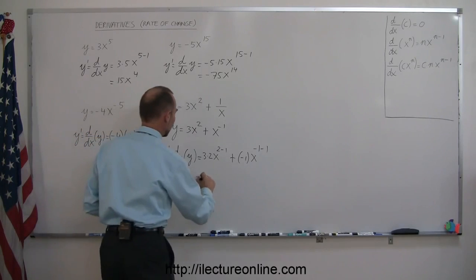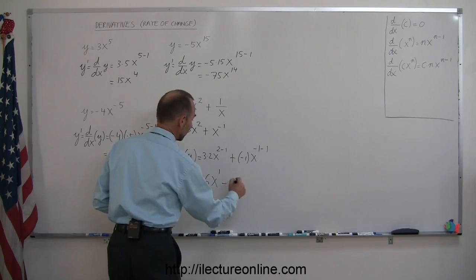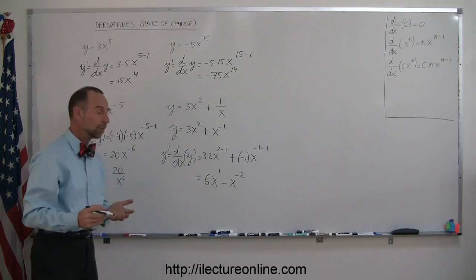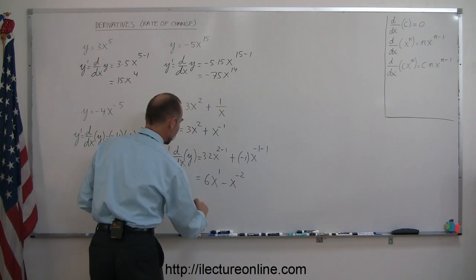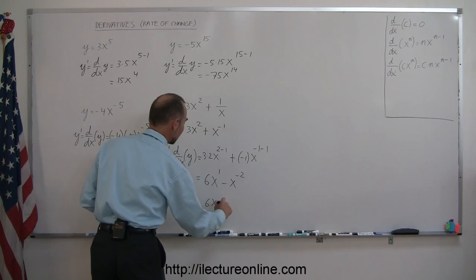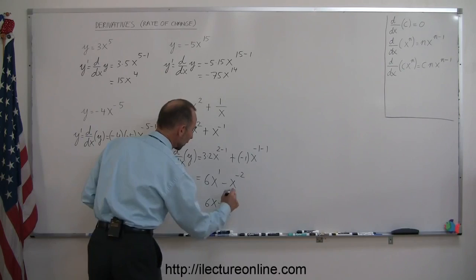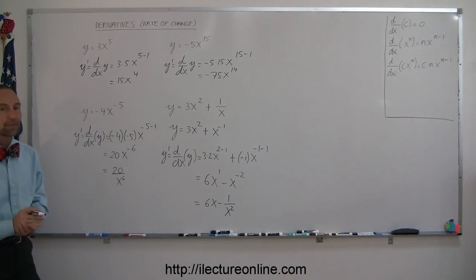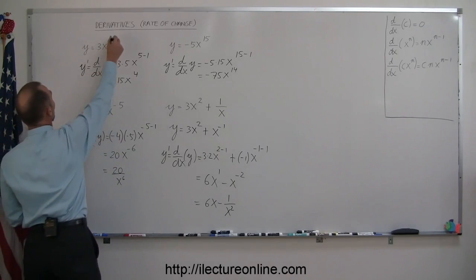So this then becomes 6x to the first power minus, we don't have to write a 1, x to the minus 2 power. And then to simplify things, we can get rid of it to the first power and bring this down to the denominator. So this is 6x minus 1 over x to the second power, and that's the proper way of writing the final answer. So here's some good examples of how you take simple derivatives of functions that look like this.